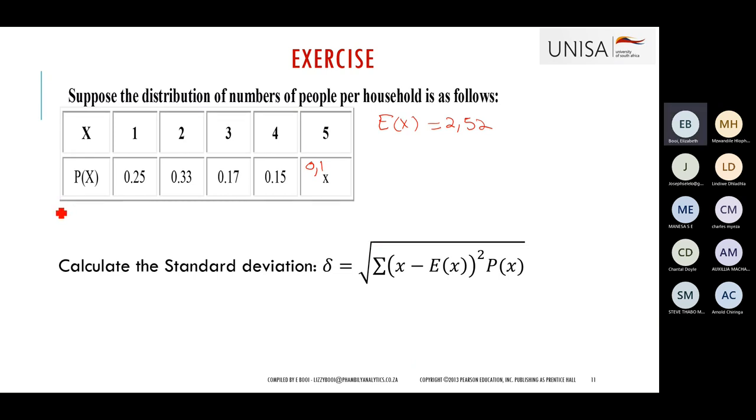While we're giving them a little bit of time to log in, you can go ahead and draw up this table somewhere, and we can do the first bit: x minus the expected value, and then square the answer. So we say 1 minus 2.52 squared. And then you do the same, continue and continue. In the meantime, I will write the answers here.